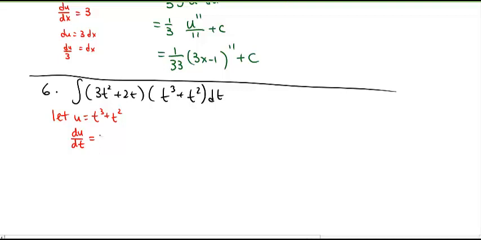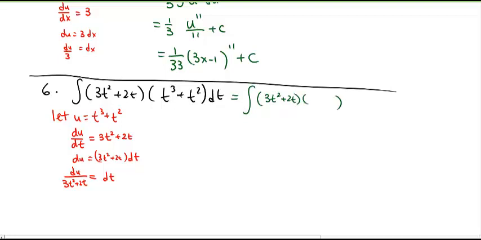The derivative du dt is equal to 3t squared plus 2t. And then remember, I want to solve for dt, so du equals 3t squared plus 2t times dt. And I want to solve for dt, so I better take that 3t squared plus 2t and put it on the left side. Now you're like, okay, I guess it's time to, that's right, substitute. And you might be thinking, in this case, I have my 3t squared plus 2t. Yeah, and then now I have my t cubed plus t squared. That's u, right? So that becomes u.